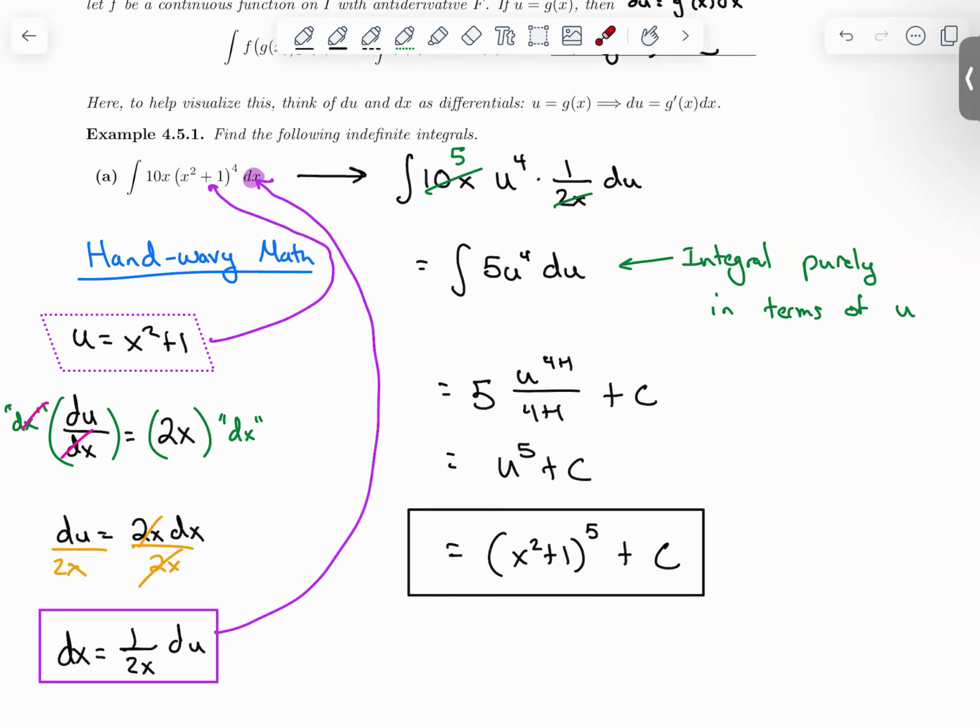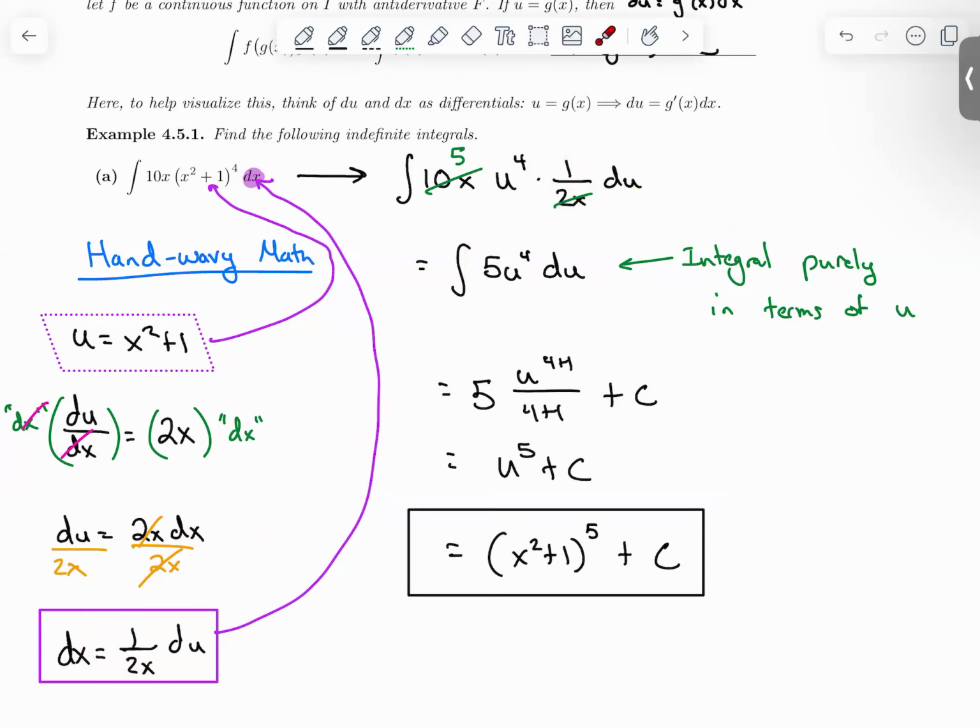So if you are able to think of it like a fraction, then you could rewrite it as du is equal to 2x dx. And then what we do is we solve for dx. The reason why we're doing that is that then we can take this dx and replace it in the formula. So we can change dx to 1 over 2x du.